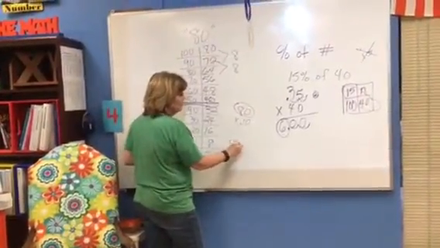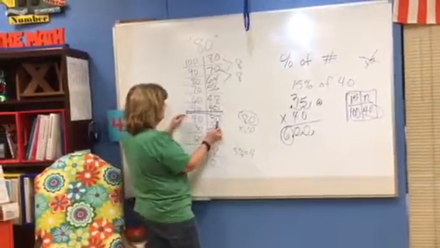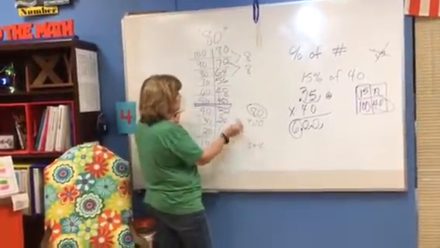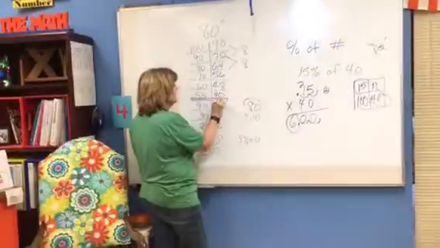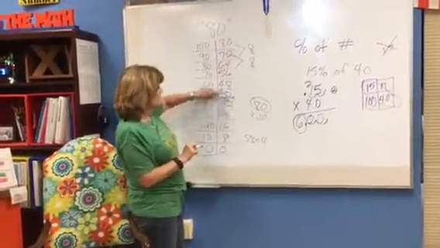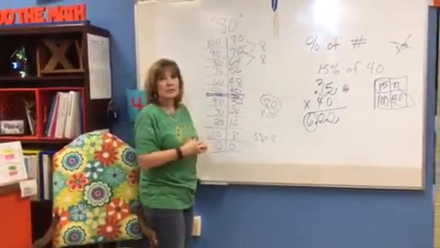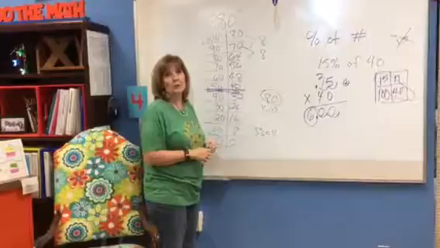5% would be 4. You see where I got that? Halving 10%. So I could do 32 plus 4, and I would get 36, and that would put me halfway between 40 and 50. Halfway between 32 and 40 is 36. Just some little number sense to help you along the way.